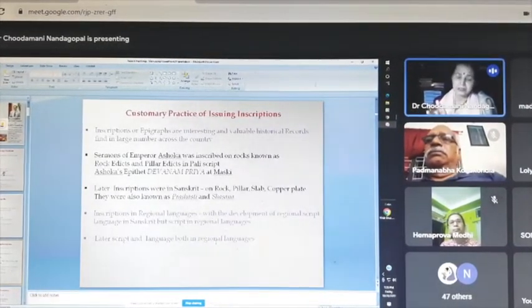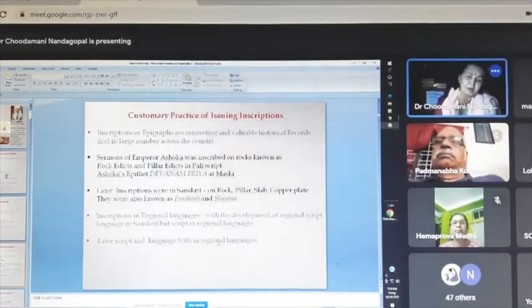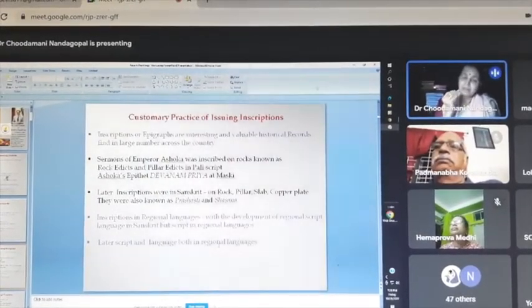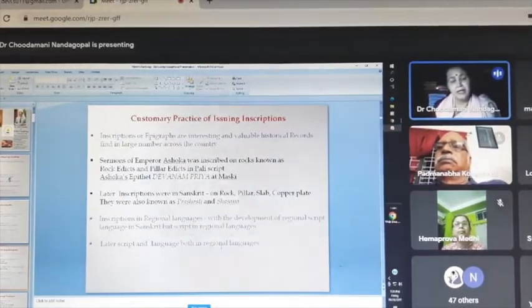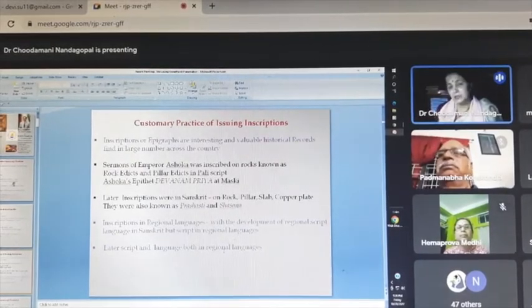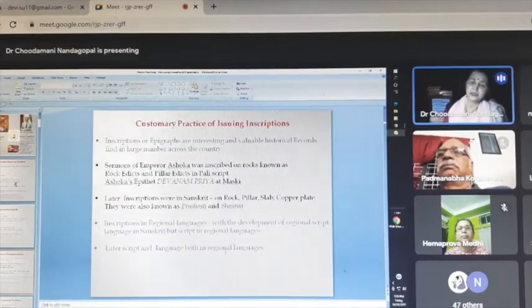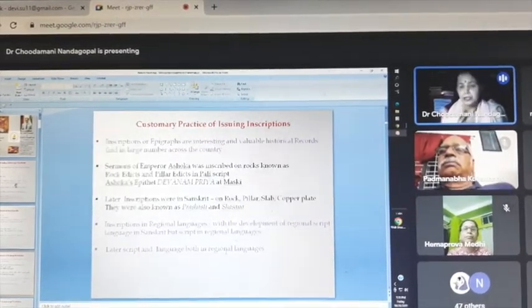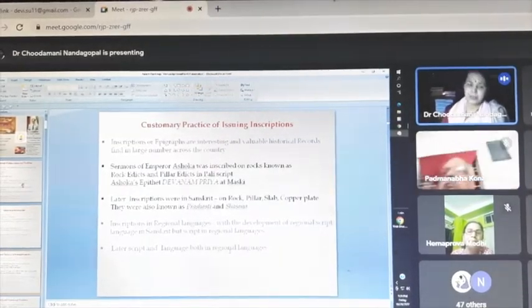It is countless. From a very early period, from BC, in various languages, we find them up to the 18th century. Maybe after the 17th century, it was written on paper. Before that, other materials were used for writing or issuing the official grants known as inscriptions.